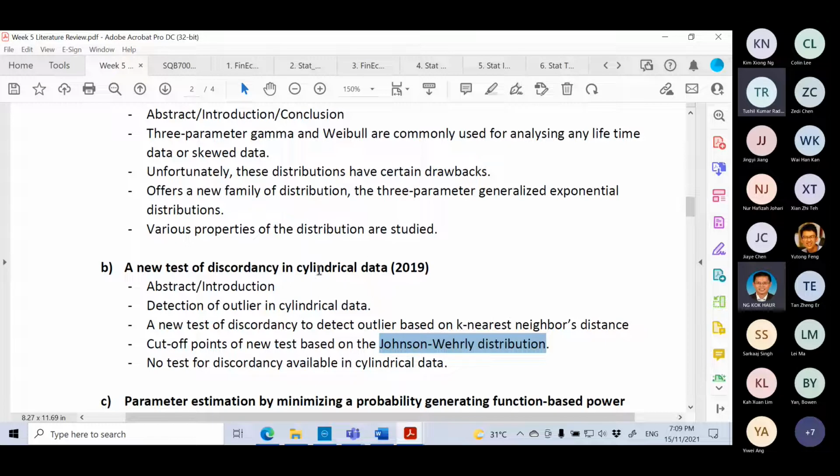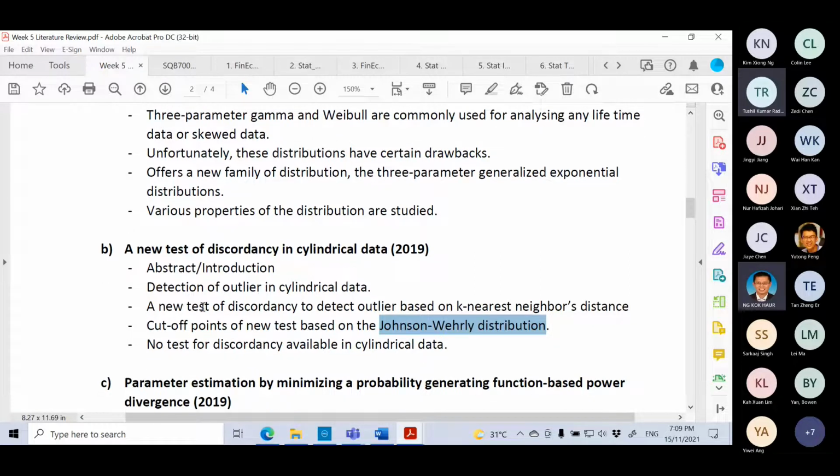Okay, so this one is from the year 2019. The authors also claimed that the reason they proposed this test is because no test is available for cylindrical data. So let us go through the introduction of the paper, how they propose it, and how they find out the research question.